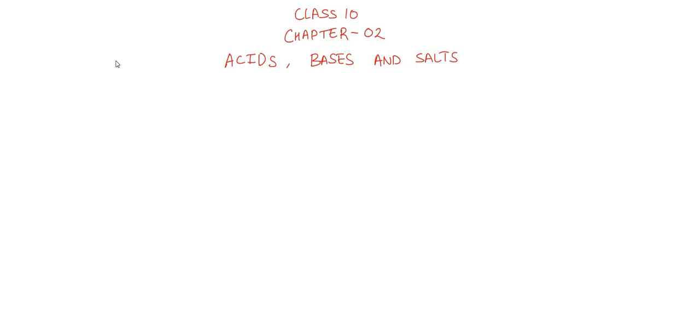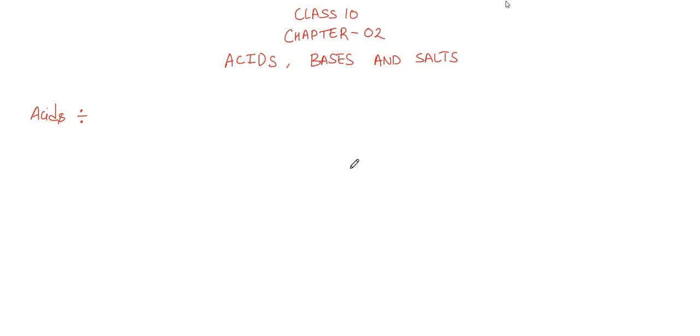In our previous video, we have completed the topic indicators. Now, in today's video, we will start the topic acids. As I already told, there are four major topics in this chapter. First one is indicators, second is acids, third is bases and fourth is salts. So in today's video we will deal with the second topic, that is acids. If you missed the video of indicators, please watch it from the playlist. So let's start the video, and today we will learn about acids.